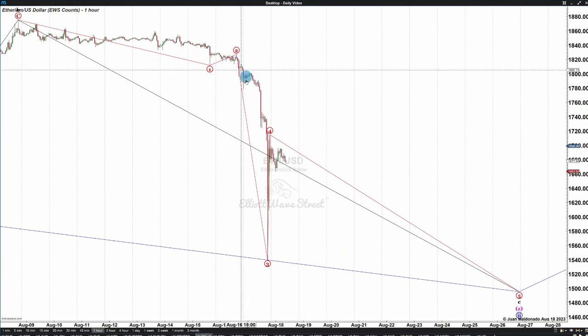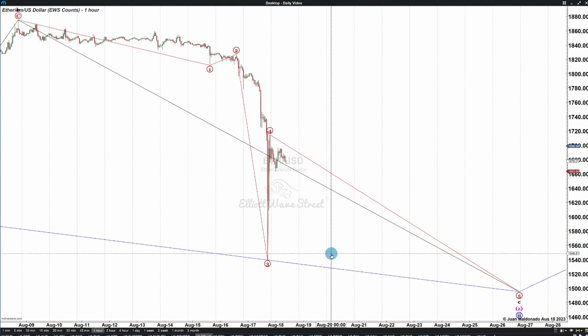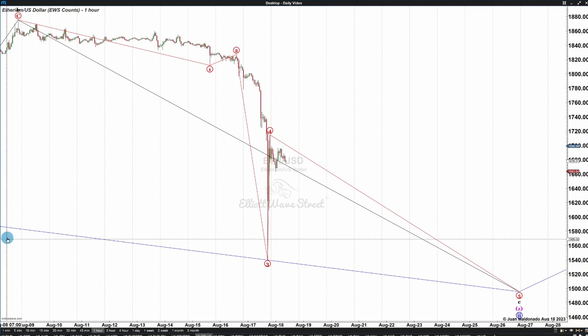So, of course, the Ethereum was suffering a lot as well. And almost all the cryptos were following that behavior. So of course, it's something to be extra careful.